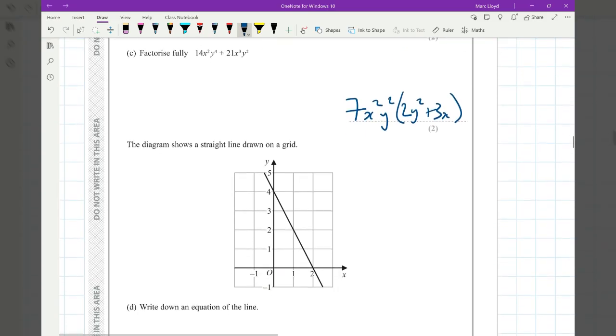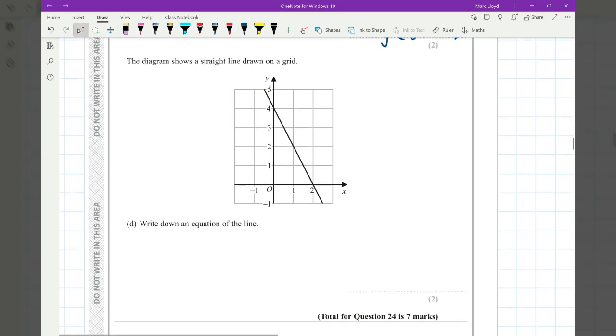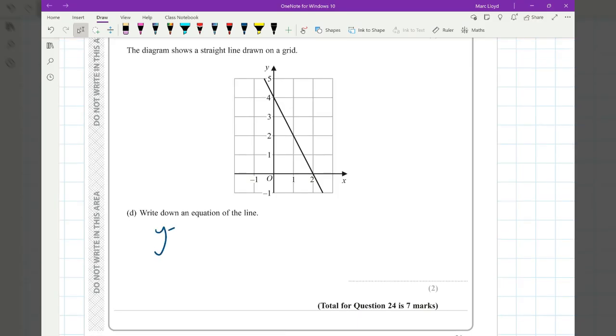Okay. Part D. The diagram shows a straight line drawn on a grid. What's the equation of the line? So y equals mx plus c. So c is the y-intercept, and it intercepts the line at 4. m is the gradient, which is up divided by across.